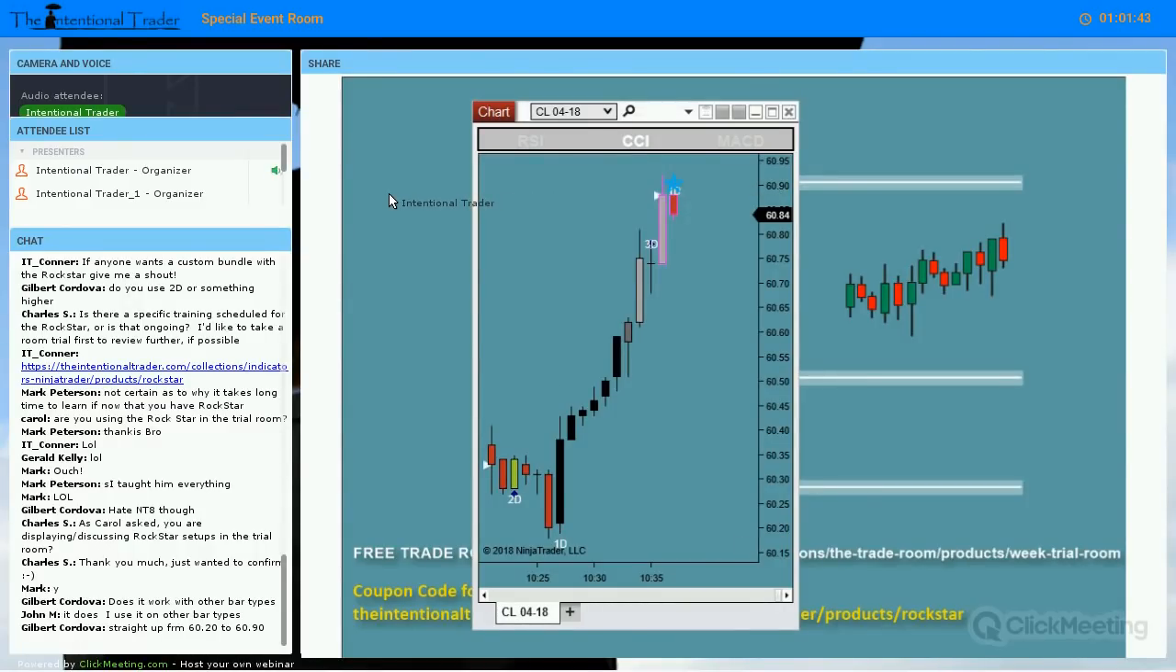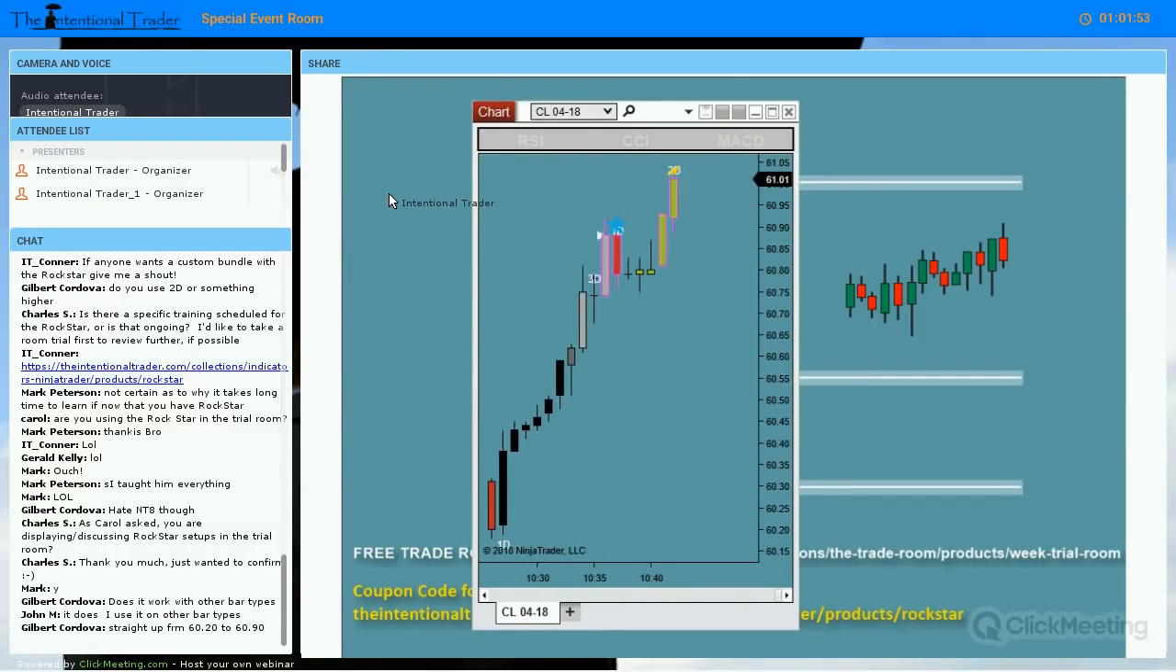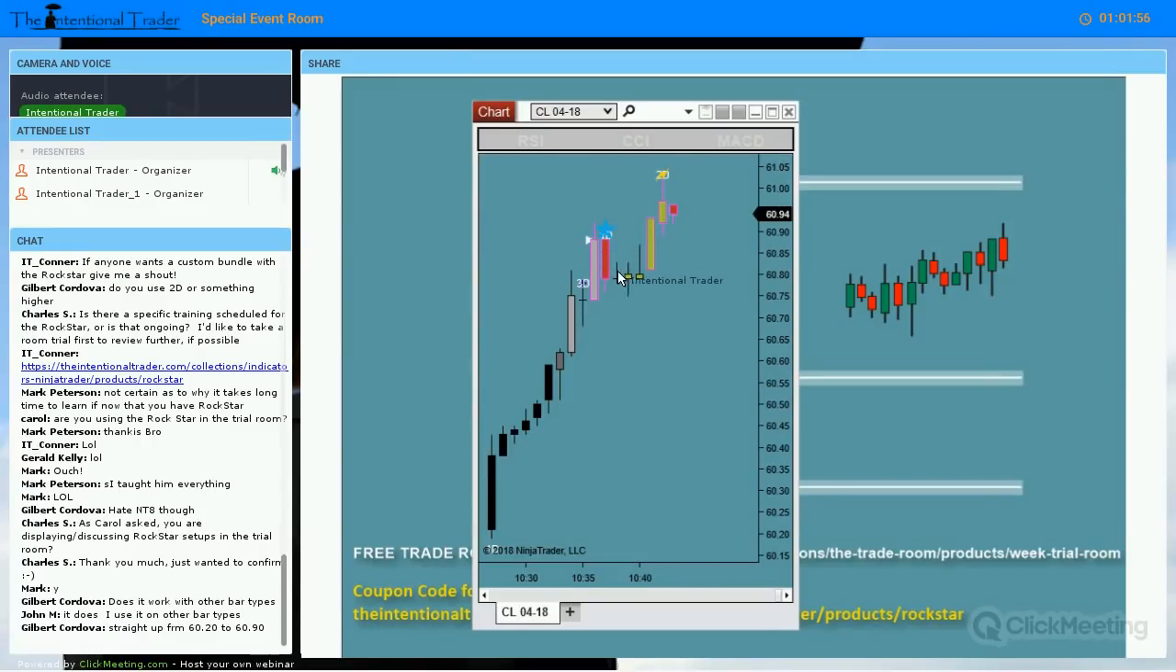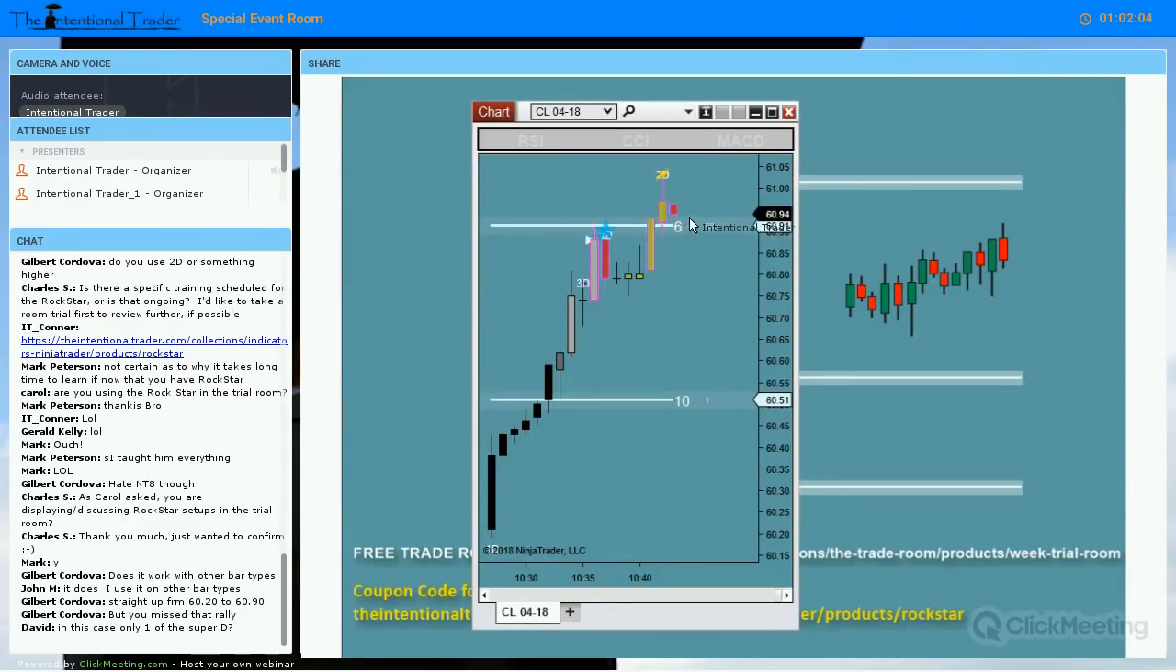And then what happens? Oh, and we also had, so this is our edge right here. This is all we're looking for. I also had a line of resistance right here. So we all entered this trade right here. We shorted it right here.